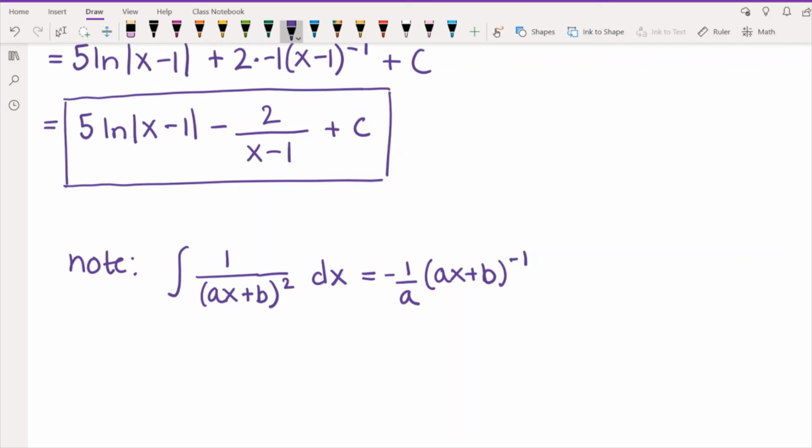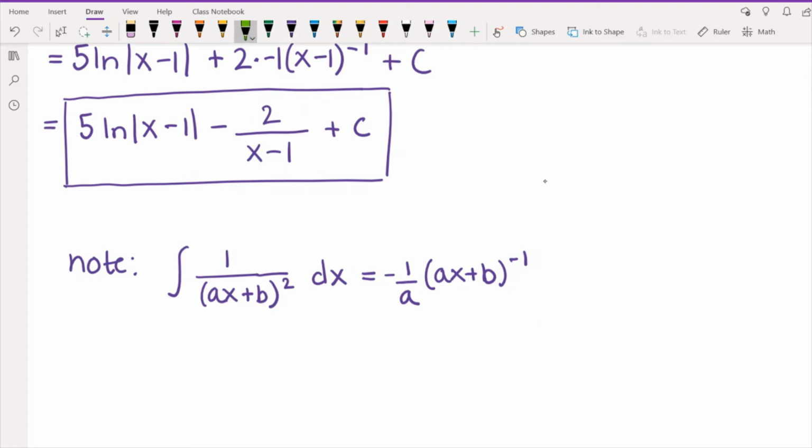And also, if you're having trouble understanding why this is, the best way that you can understand why this is to take derivatives. So try an example. Pick a number for a and b, like 1 over (2x minus 3) squared or something, and check that if you use this formula, when you take the derivative, you get the right thing. And I think that will really help you understand why this works the way it does.